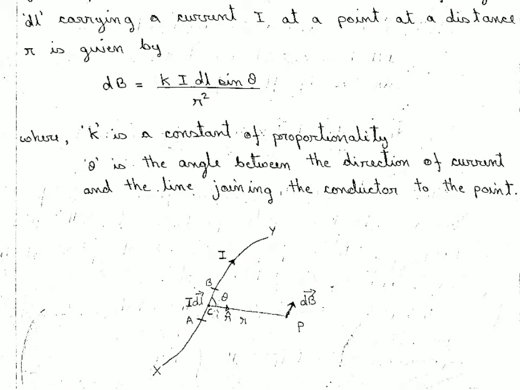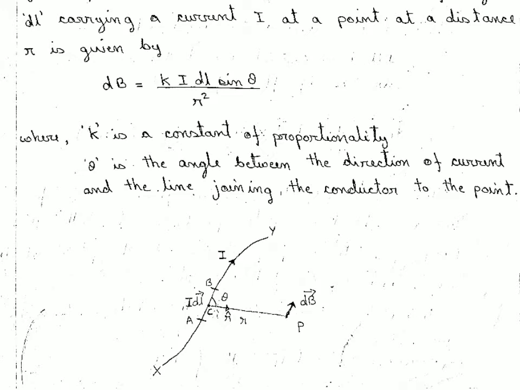Now don't be confused. Here you have to take both the current and the length dl to be the current element. Okay, not just dl, not just the current, but both I dl is known to be the current element, and it is a vector quantity in the direction of the flow of current. So here we have r, the distance of the point P from the current element I dl, and r cap is the unit vector in the direction from C to P.